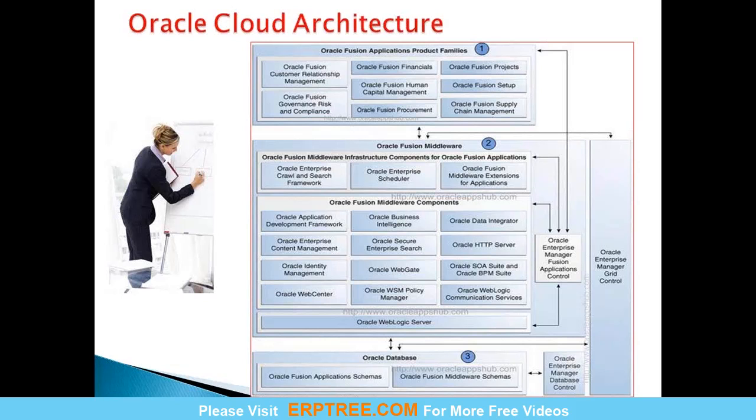That's why it is very important, to go with the cloud applications, you need to have the Fusion middleware. So middleware contains all your backend information. And finally, of course, the database, which is housing our data. So the database is the third tier. So this is the brief architecture of the cloud.